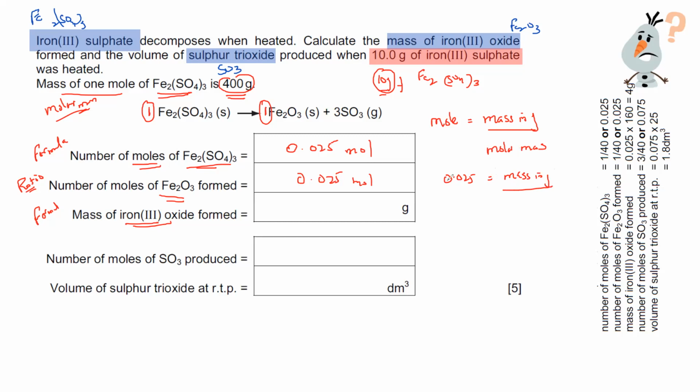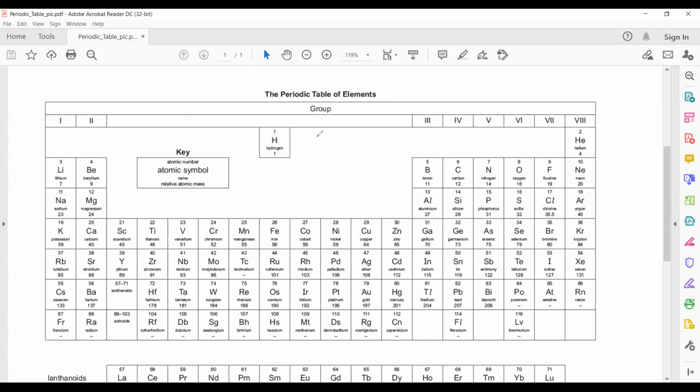What about the molar mass? How to get the molar mass? You will use a periodic table for the molar mass of iron 3 oxide. The formula of iron 3 oxide is Fe2O3. So we'll use a periodic table to find the molar mass of Fe2O3. When you check Fe, iron, it is 56 multiplied by how many are there? 2. So it will be 56 multiplied by 2.